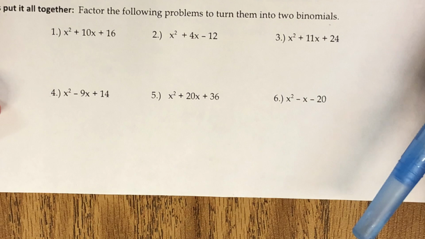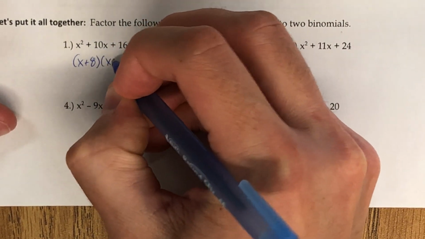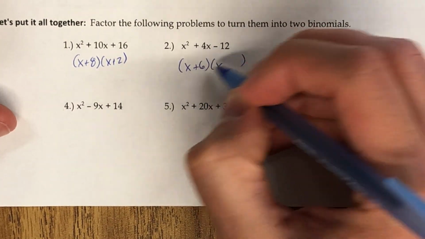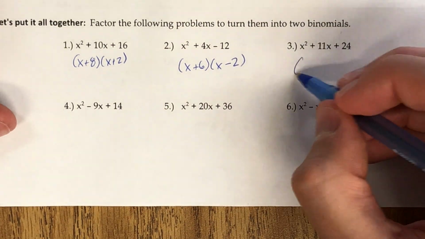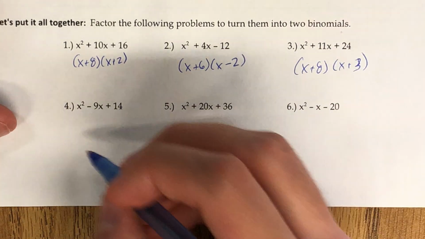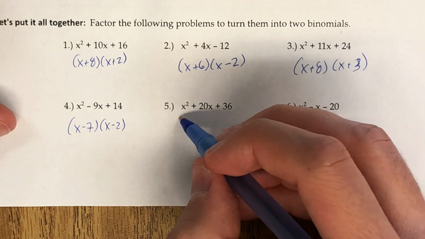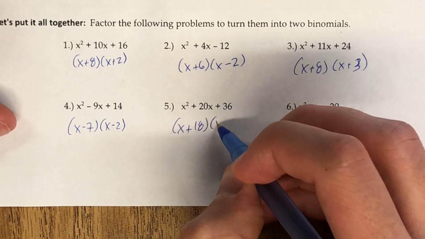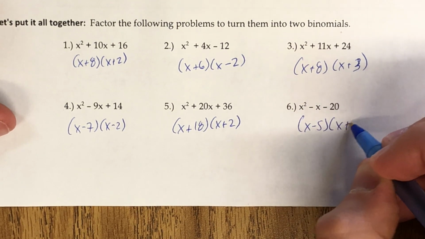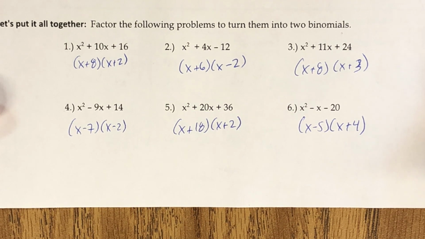Okay, here we go, we're back. x plus 8, x plus 2, x plus 6, x minus 2, x plus 8, x plus 3, x minus 7, x minus 2. Number 5, we have x plus 18, x plus 2. And number 6, we have x minus 5, x plus 4. And there you have it. Those are our solutions. Those are our factors.